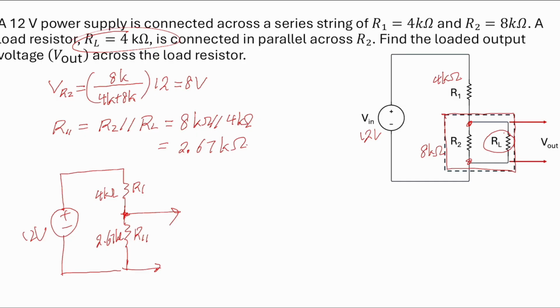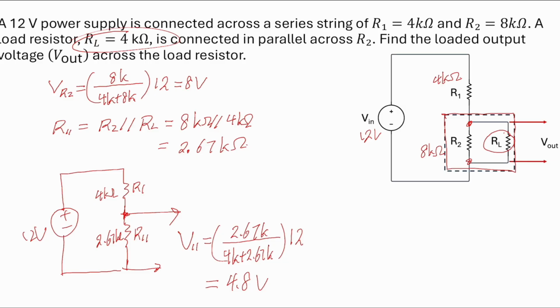So how much do you really get? This is V parallel, proportional to 12, times the proportional constant. This time, the fraction has denominator 4k plus 2.67k, and the numerator is 2.67k. And if you plug this number into your calculator, you will find this is 4.8 volt.